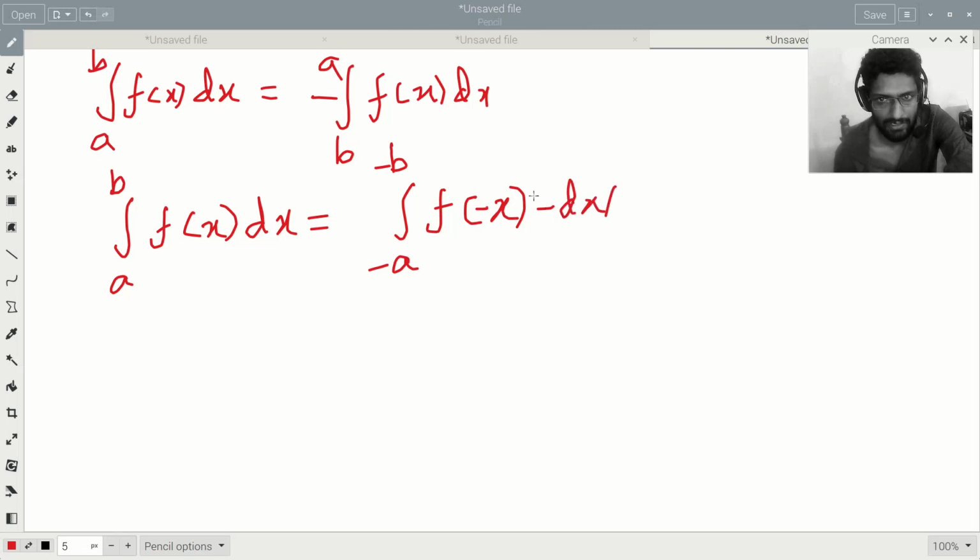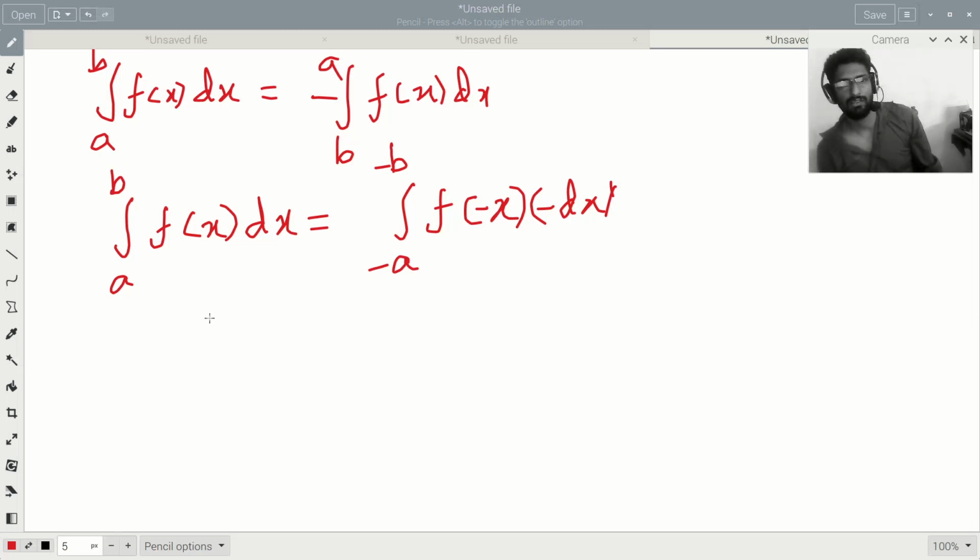So there are two important rules in mathematics. You can reverse the limit at the cost of a minus sign. Also, you can change the polarity of the limits. If that is a positive number, you can change that limit into a negative number, and vice versa. Both ways it is applicable.